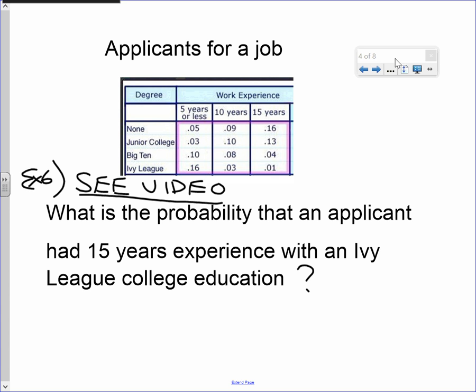This is a corporation that has a bunch of applicants for a job opening. It gets very competitive out there. If you want a good job, you're going to have to compete against other applicants. A corporation can have stacks and stacks and thousands of applicants for a job opening. And these are the numbers here. Here's the probability that some of the applicants had this much experience and this kind of degree. So right now, just write down the question and write C video. You can look at this table later. This will all be on Google Classroom.